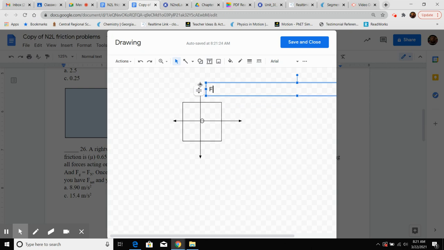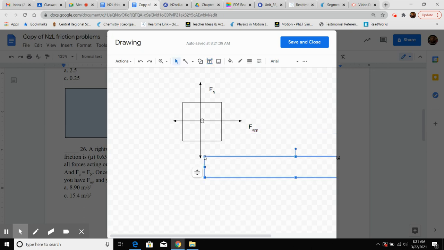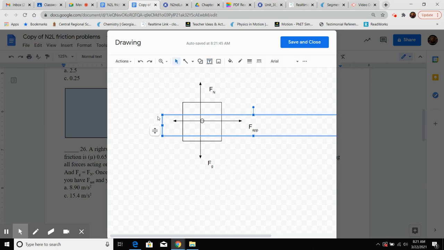So we can call this F sub n, which is control comma to get the subscript. Text box F sub applied. Text box, this would be F sub G for weight, and over on the left side, friction. F sub F.